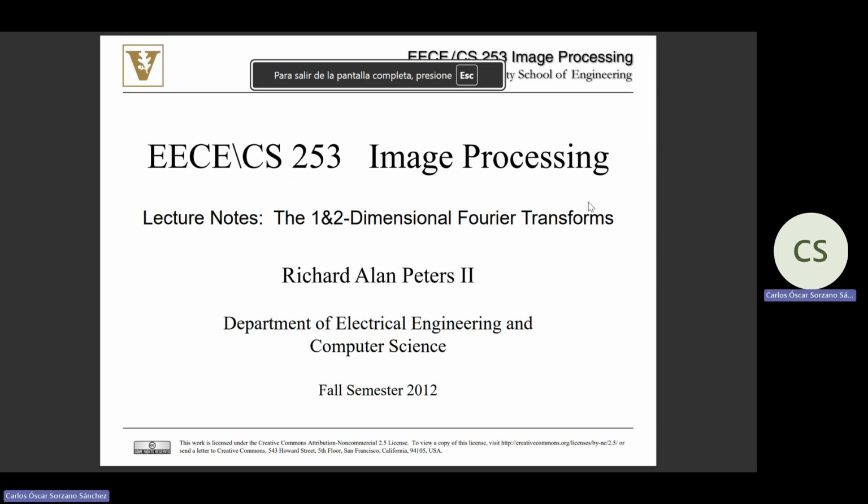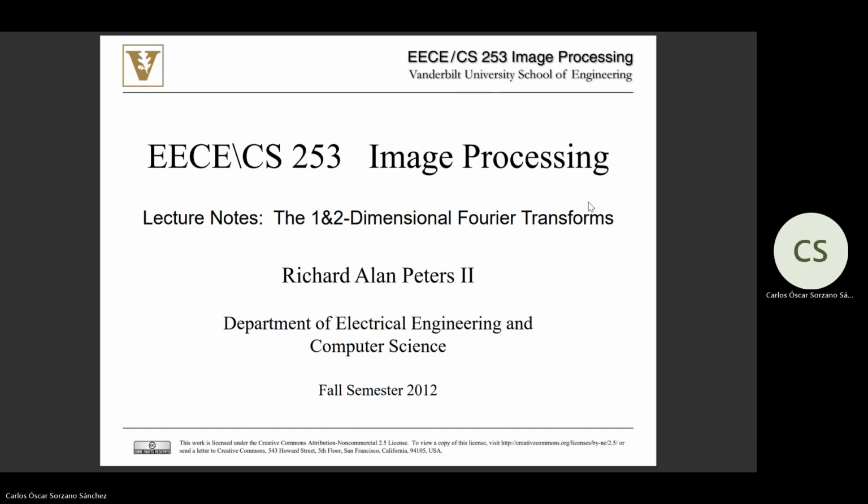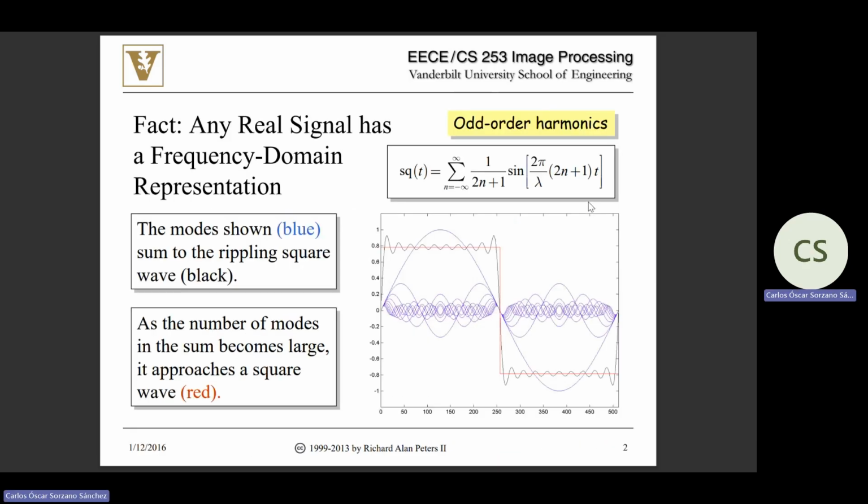Very good. So we start with the Fourier transform. We will extend what you know from the Fourier transform in one dimension to two dimensions. So the Fourier transform, I think there are several entities related to Fourier.